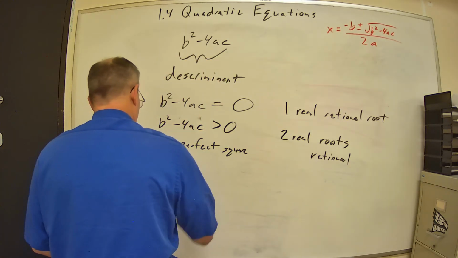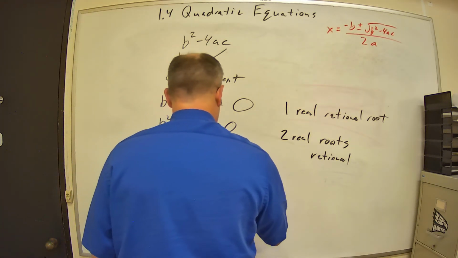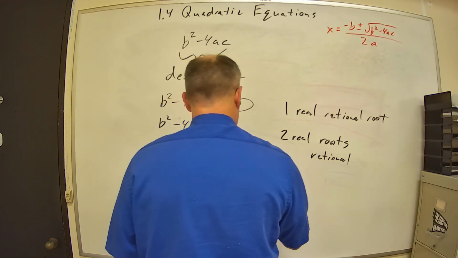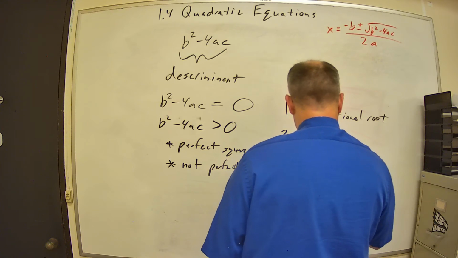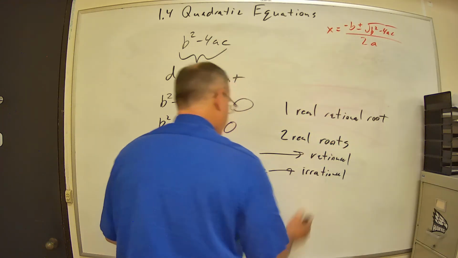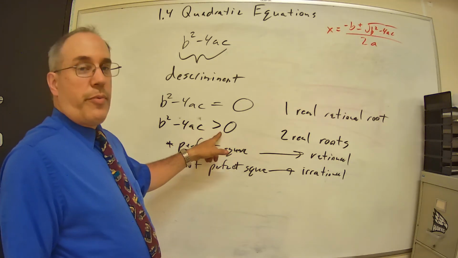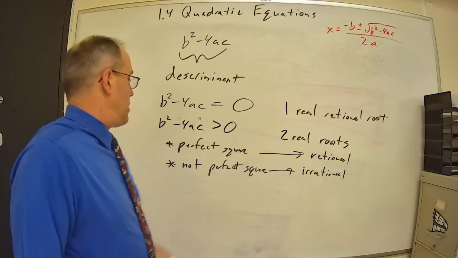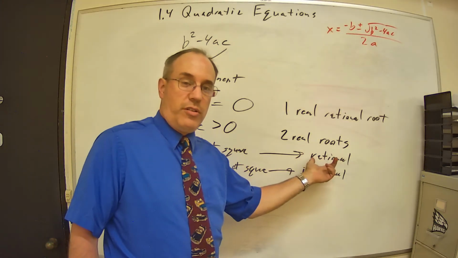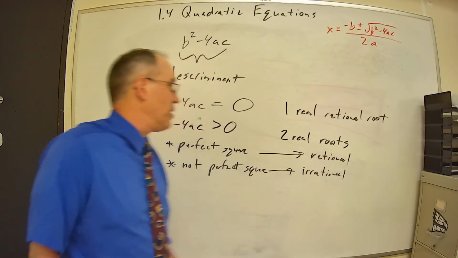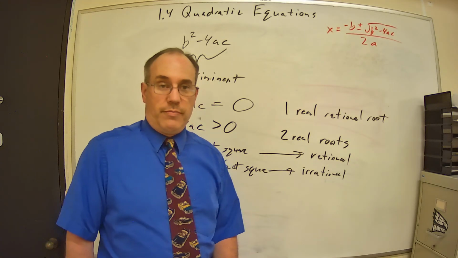If it's not a perfect square, then they're going to be irrational. So either way, if the discriminant is greater than 0, you're going to have two real roots. If the discriminant's a perfect square, in that case, you're going to have two rational real roots. If it's not a perfect square, you're going to have two irrational real roots.